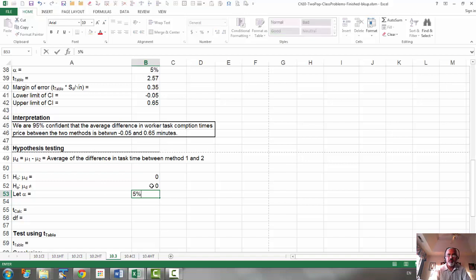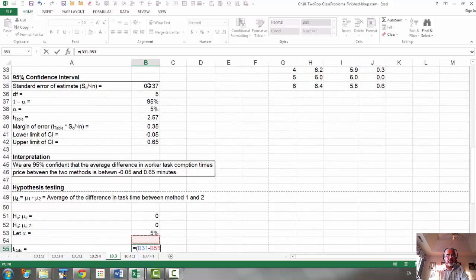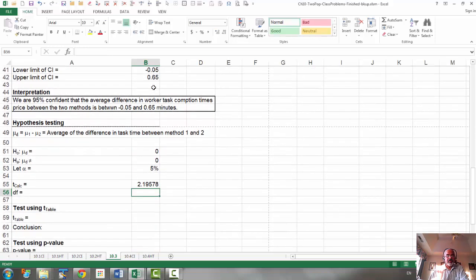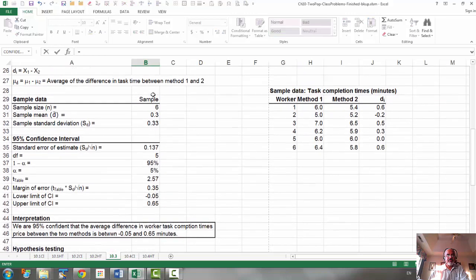Let's assume 5% for alpha. Then the t value is d bar, our sample mean, minus the hypothesized mean divided by the standard error, which is over here. Degrees of freedom is n minus 1.